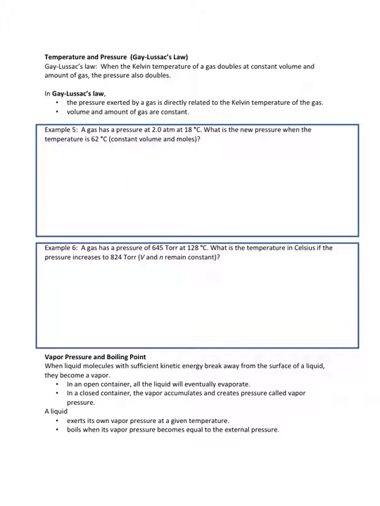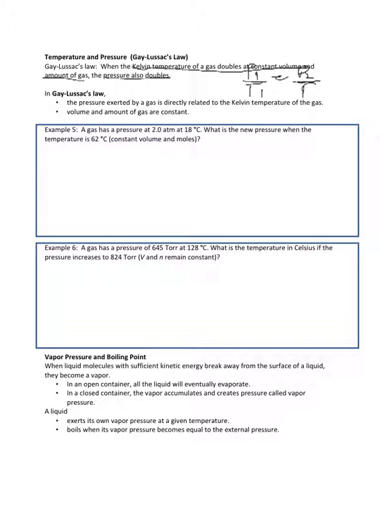So Gay-Lussac's law says that when the Kelvin temperature of a gas doubles at constant volume and amount, the pressure also doubles. So again, this is another direct relationship. When one goes up, so does the other one. And again, we are talking pressure and temperature. P1 over T1 equals P2 over T2.